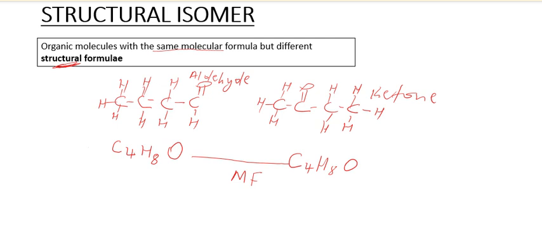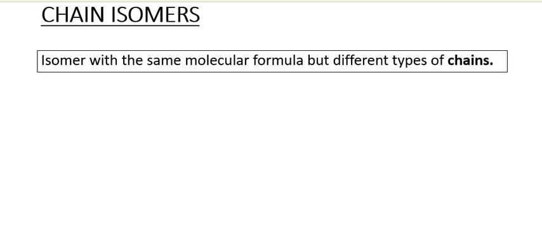So we have 3 types of structural isomers. The first one is known as chain isomers. So we're going to do the chain isomers on the next video.